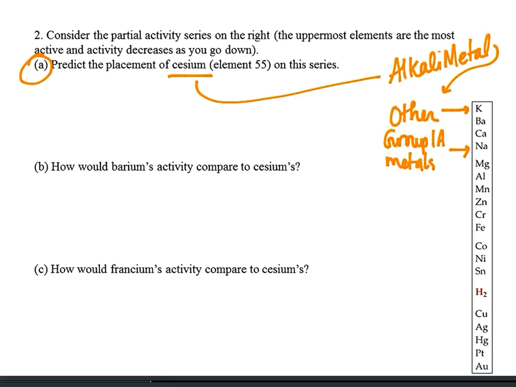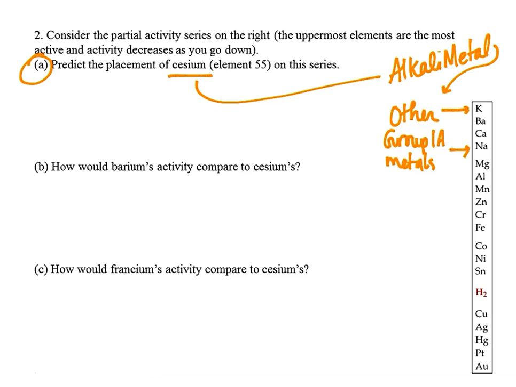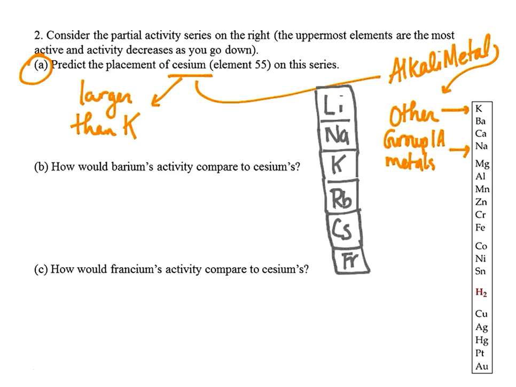It's much larger than potassium. So because cesium is larger than potassium, it will be more active than potassium. Its electron is easier to remove. So cesium's down here. So it would be at the top of the activity series because it's much larger.